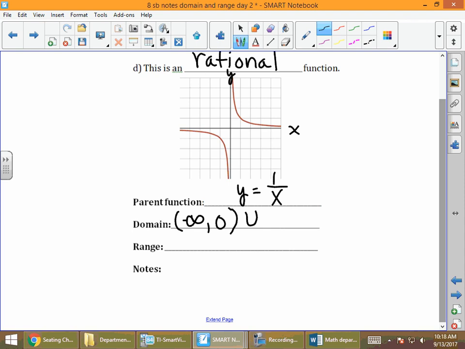And then we're going to put a u, which stands for union or joins with. Then it would go from 0 to infinity. No bracket, because we're not going to touch the 0. We're not going to touch the x-axis. Same notation here for the range. It's going to be negative infinity to 0, joined with union, that's what the u is, 0 to infinity.